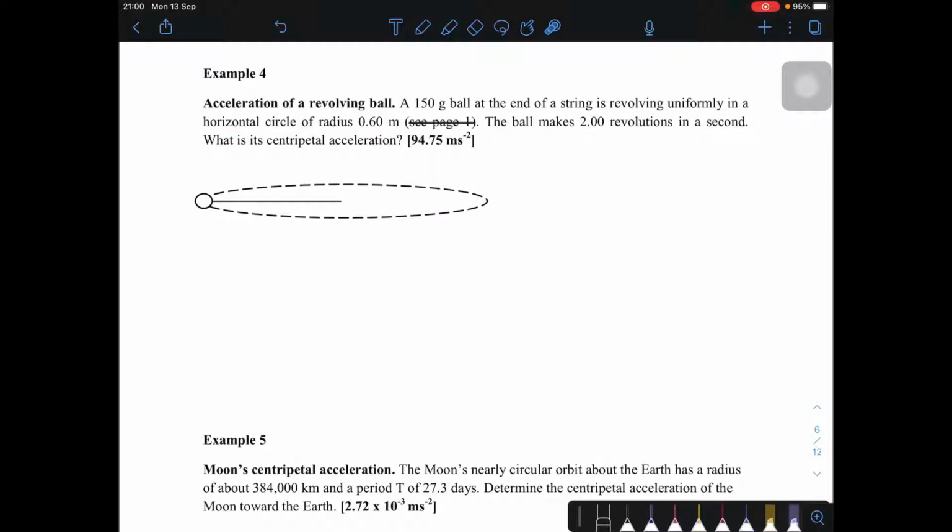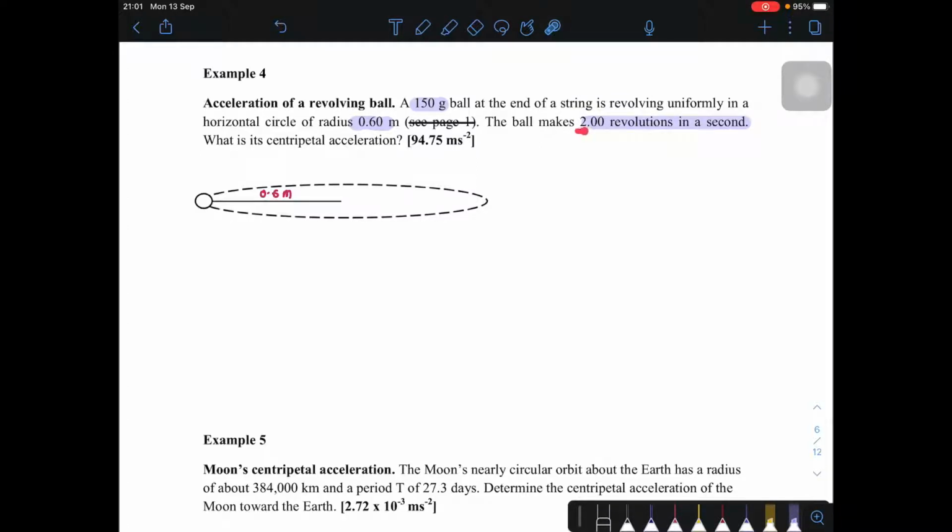Okay, so we have a string here, and at the end of the string is attached a ball of mass 150 gram. This ball is revolving uniformly in a horizontal circle. So this is the horizontal circle with radius 0.6 meter. From the center of the circle to the end here is 0.6 meter. The ball makes 2 revolutions in a second.